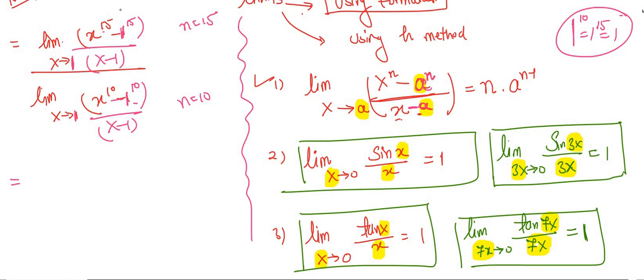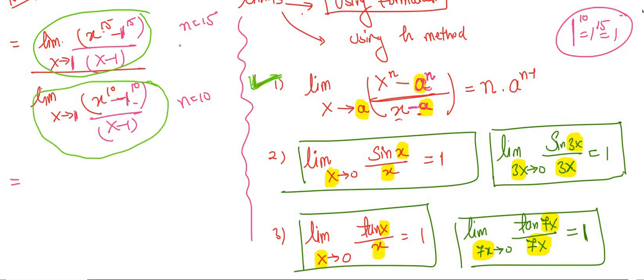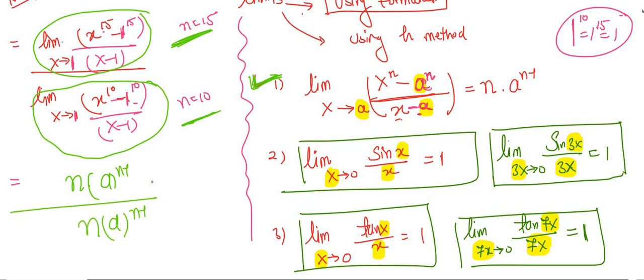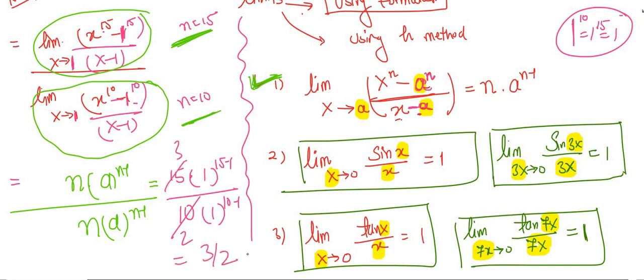Now if you observe, the top part is 100% matching with this first formula, and this part is 100% matching with this formula. Here n is 15, here n is 10. So I am going to apply the formula n a raised to power n minus 1 on numerator and denominator as well. In numerator what is n? 15, and what is a? A is 1. 15 times 1 power 15 minus 1. Here n is 10. 10 times 1 power 10 minus 1. 1 power anything is 1 only. So answer is 15 by 10, that is 3 by 2.